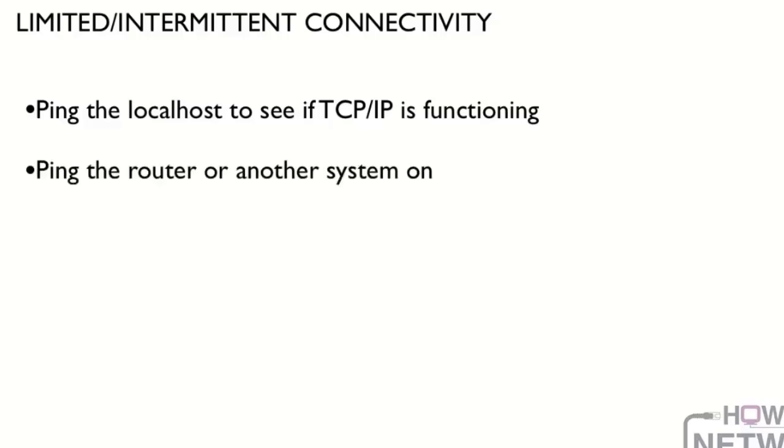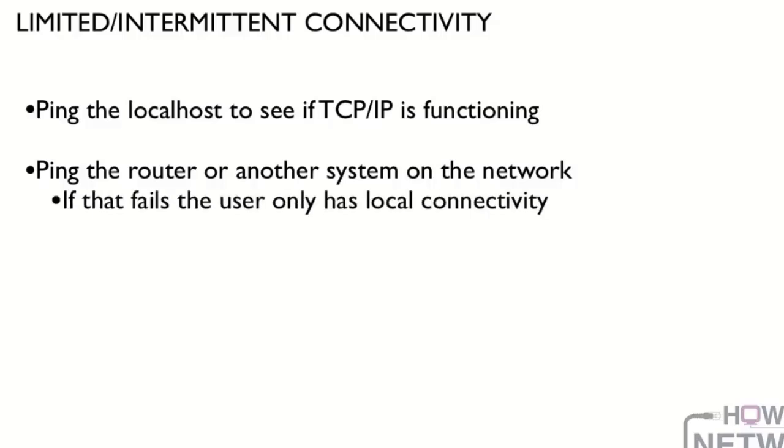Now, if you have limited or intermittent connectivity, this is different from no connectivity. The first thing you want to do is ping the local host to see if TCP/IP is functioning. Limited or intermittent connectivity means there isn't a permanent big problem, like you're not plugged in. It means something is going on and off, which is weird. You can also ping the router or another system on the network to see how far your connection is allowing you to get. If that fails and the user only has local connectivity, so if I can't ping the router or another system on the network, then something's wrong, right?